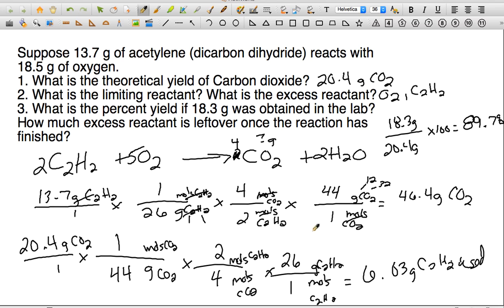We started with 13.7. This is what we started with. So to figure out how much is left over, we subtract the 6.03. So 13.7 minus 6.03 equals 7.67. This is how much is left over.